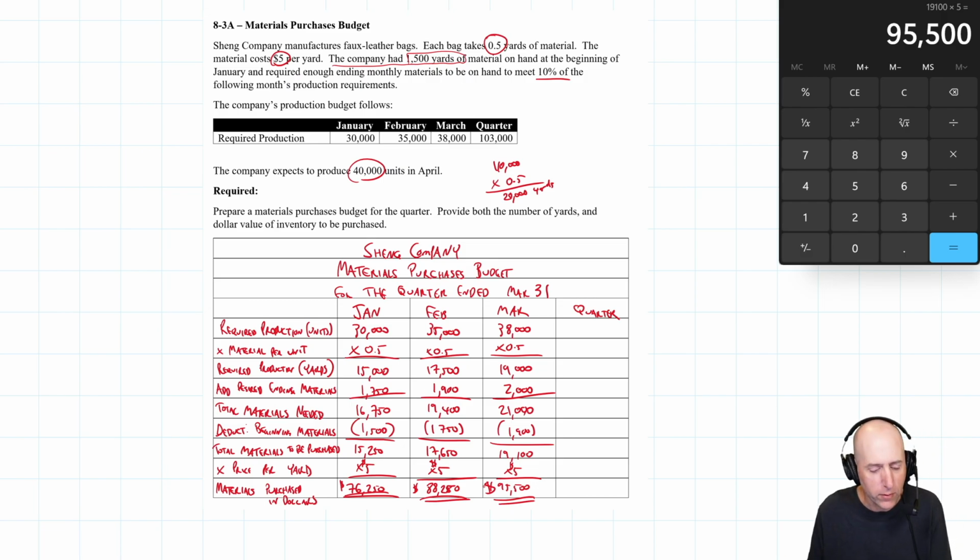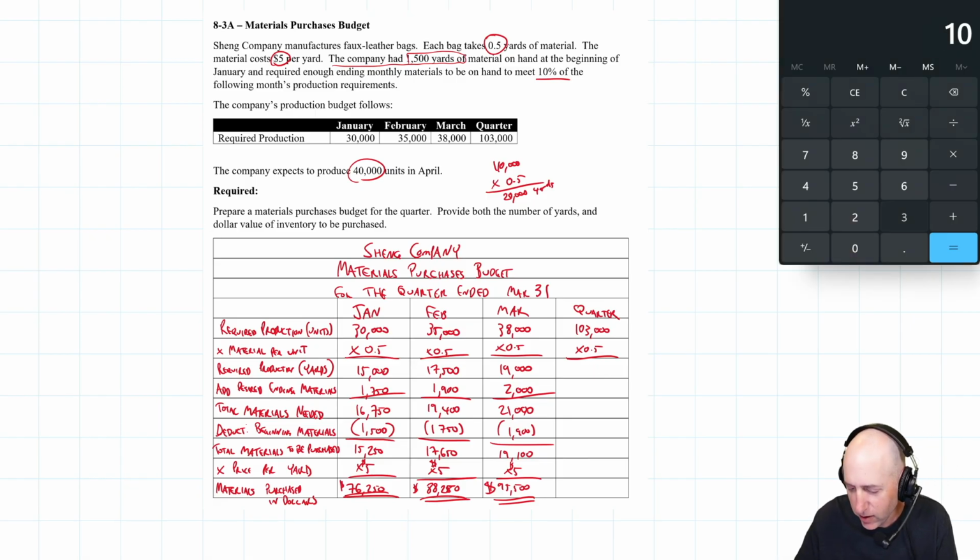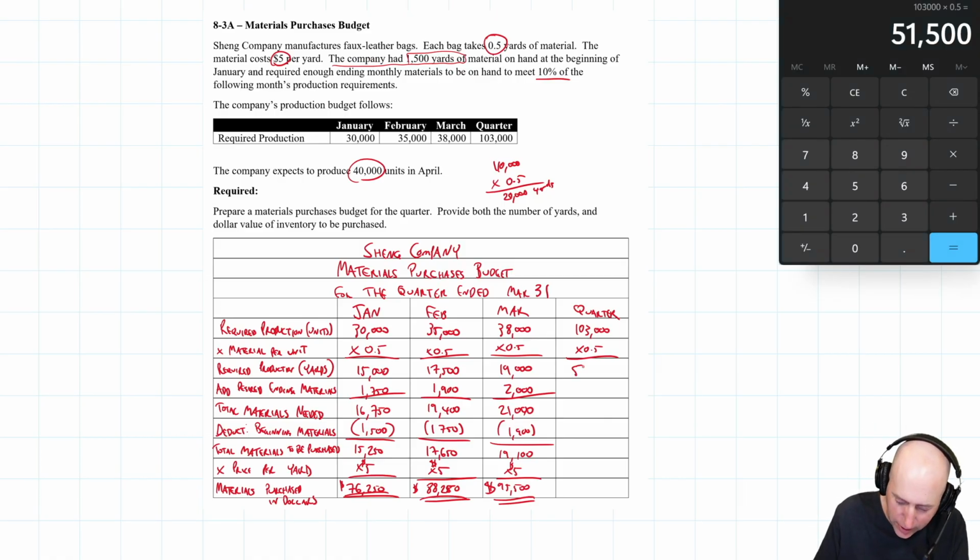Okay, now for the quarter. Our required production for the quarter is 103,000 times 0.5. What would that be? 65,500. No, not 65. Oh my gosh. Let's do it in a calculator. I'm way off here. 103 times 0.5 is 51,500. Why did I have 60 in my mind? I think I had 130 in my mind, maybe.